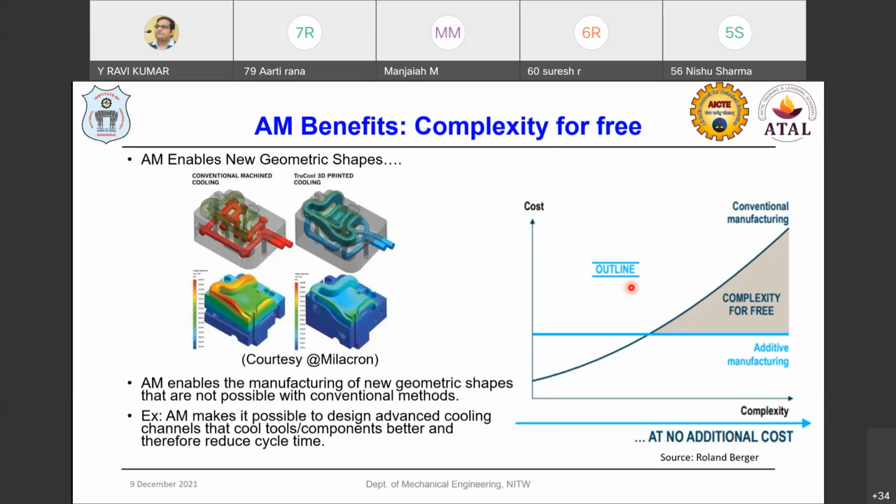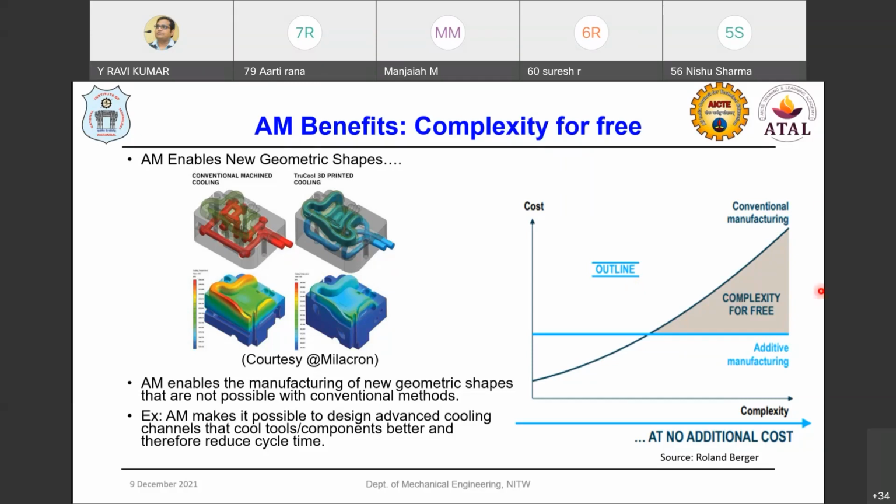And if the complexity is very high, even if you want to make it with a conventional manufacturing process, yes, it is possible to manufacture, but the time requirement and the cost of production of such components with conventional methods is very, very high. But with the metal AM process, if the complexity is more, there are no constraints and no increase in the cost of manufacturing. The cost of manufacturing will be the same, and even though the complexity is very high, it can be freely manufactured with the metal AM process.